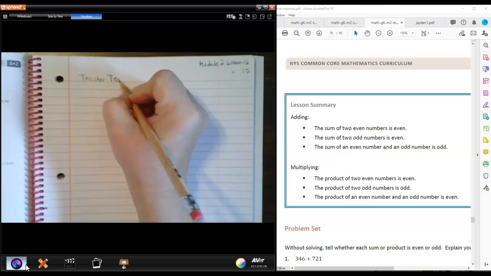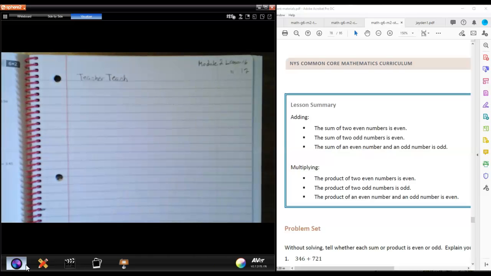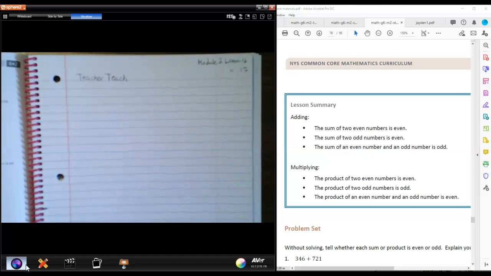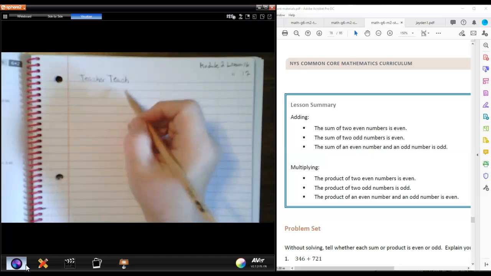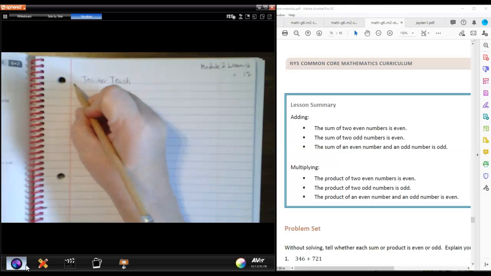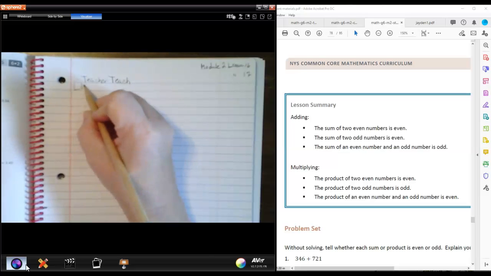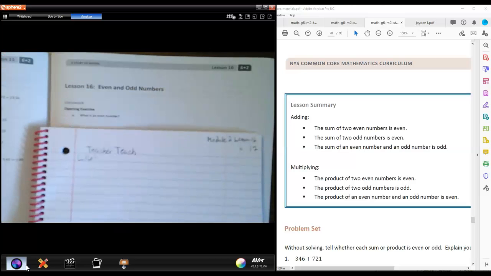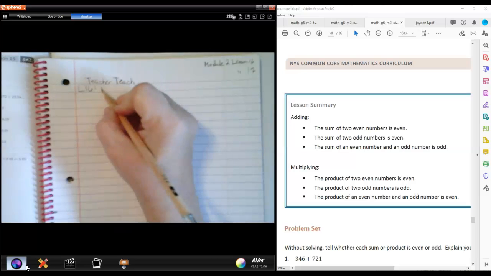This is how you should always do your notes, so that you know what the lesson is about. This is the Teacher Teach. And let's try to autofocus this and see if it comes in better. Not really so much. So anyway, Teacher Teach. We're going to start with Lesson 16, which is even and odd numbers. Okay?